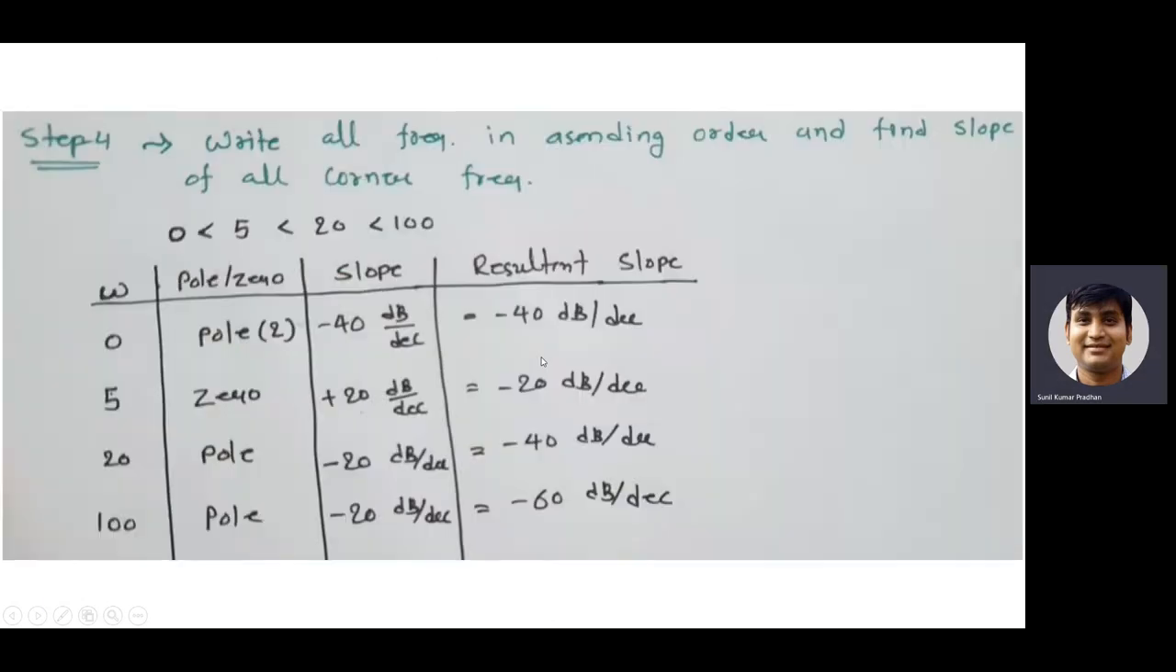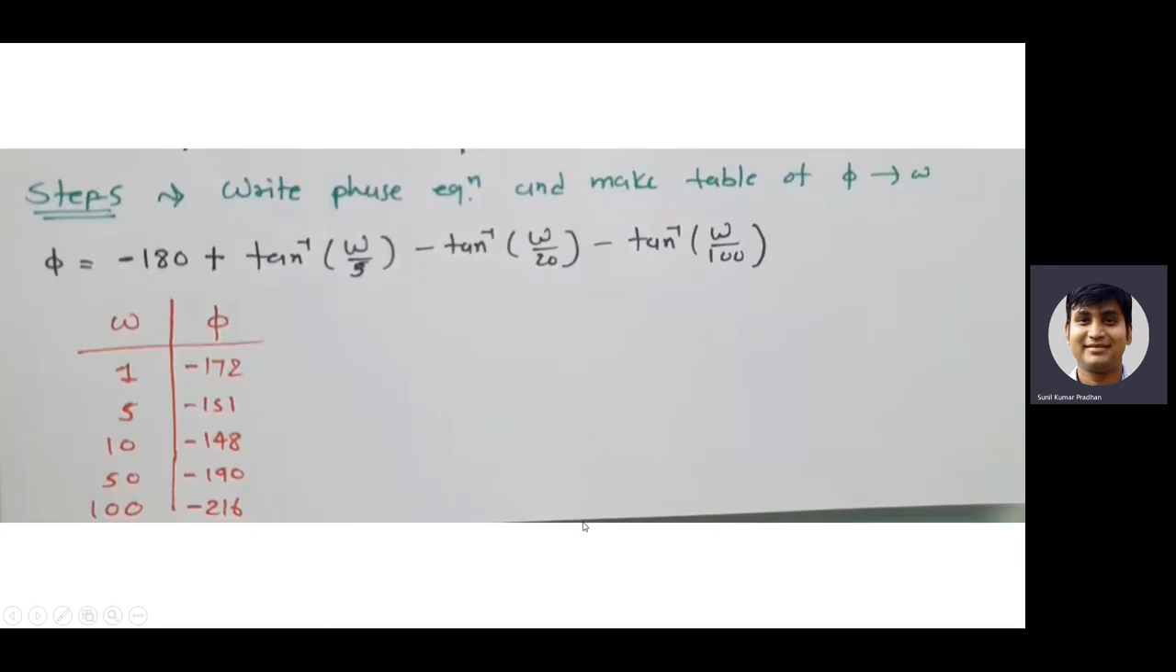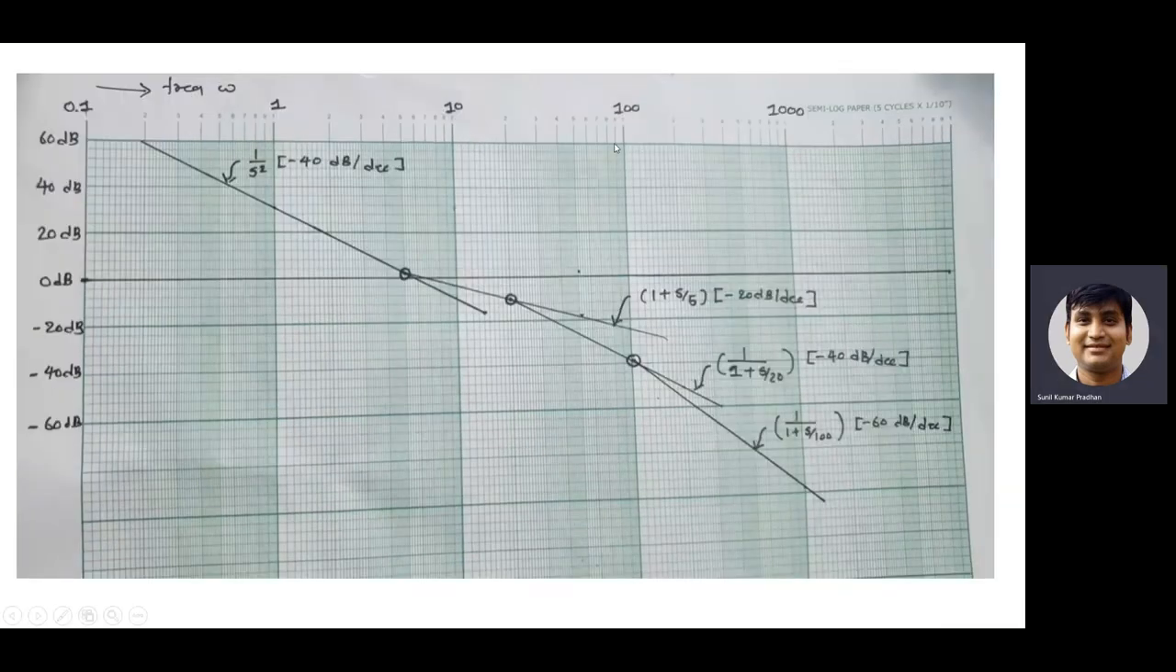Similarly, at the next corner frequency, omega equal to 100, you have minus 60 dB per decade. So omega equal to 100. Here, this omega is 100.